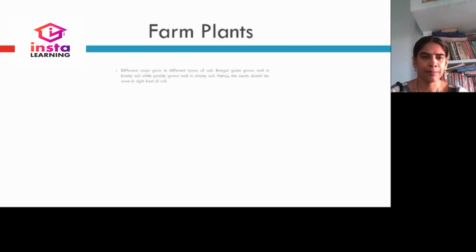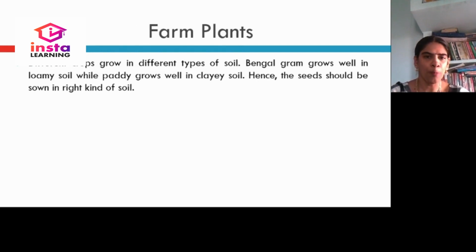Farm plants. Different crops grow in different types of soil. Bengal gram grows well in loamy soil, while paddy plants grow well in clayey soil. Hence, the seeds should be sown in the right kind of soil for the plants to grow.